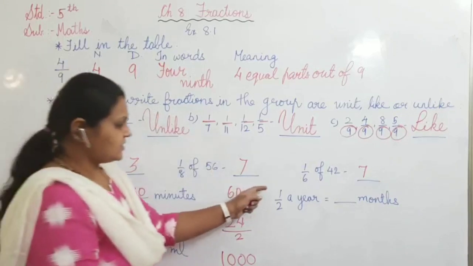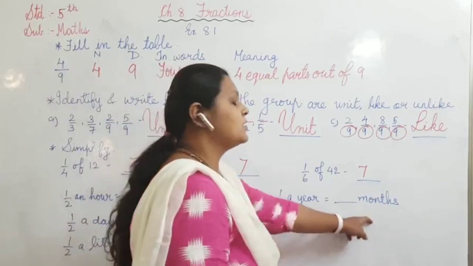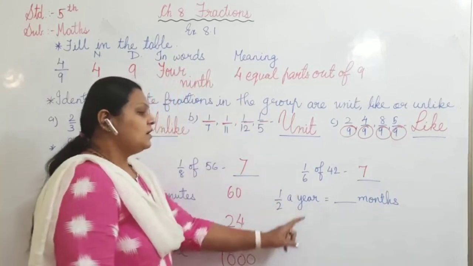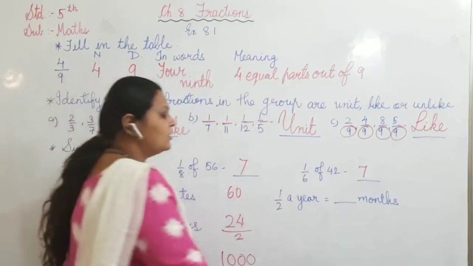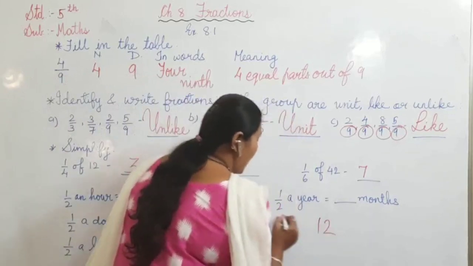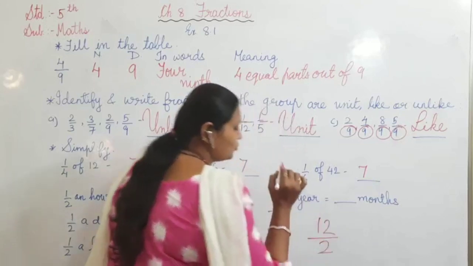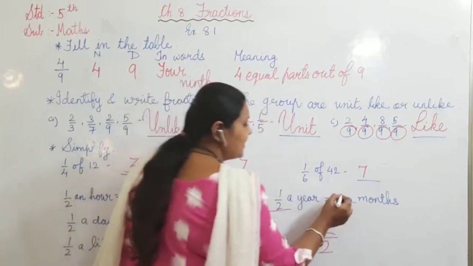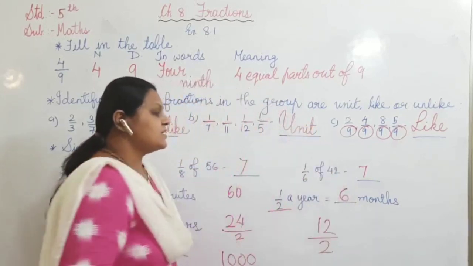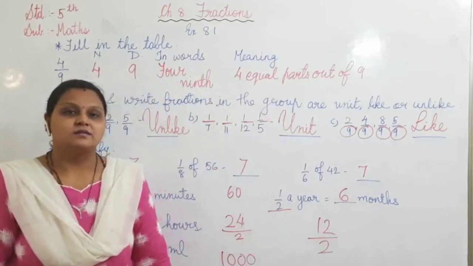Same way, next, half a year is equal to dash months. In a year, we have 12 months. So, half of a year, that is divided by 2. So, 12 divided by 2 is 6. So, 6 months.